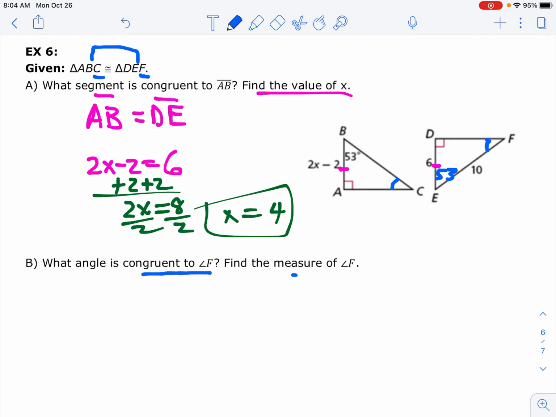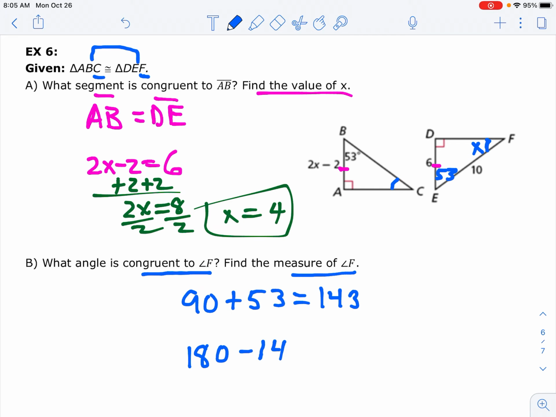Now, notice the question says find angle F, so it wants us to find this missing angle. Well, if you look inside that triangle, we have a 90 degrees and a 53. We know a triangle adds up to 180. Those two add up to equal 143. So to find the missing angle, I can take 180 minus 143, which will tell us the missing angle for F is 37 degrees. So again, we're using our pieces from our congruent statement to figure out what parts are equal.